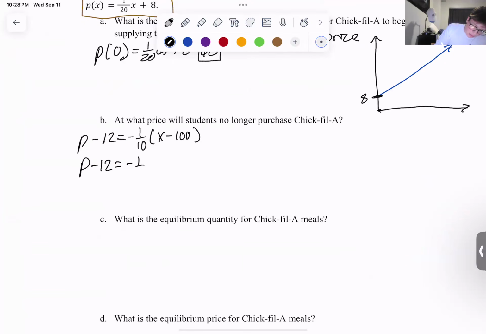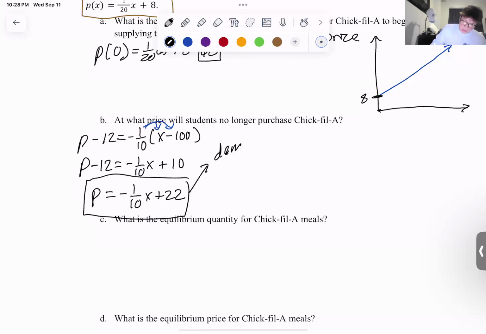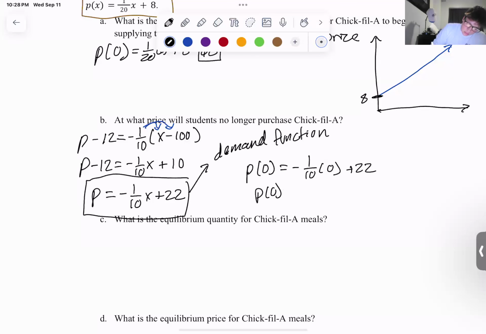P minus 12 equals -1/10x plus 10, right? Because I'm foiling. And then I'm going to bring that 12 over, and P is going to equal -1/10x plus 22. And this is my demand function. So now, at what price will students no longer purchase Chick-fil-A? Well, when their demand is 0, when x is equal to 0, that's the price they won't purchase it at. So P of 0 equals -1/10 times 0 plus 22, which is 22. So when it's $22, no more demand.